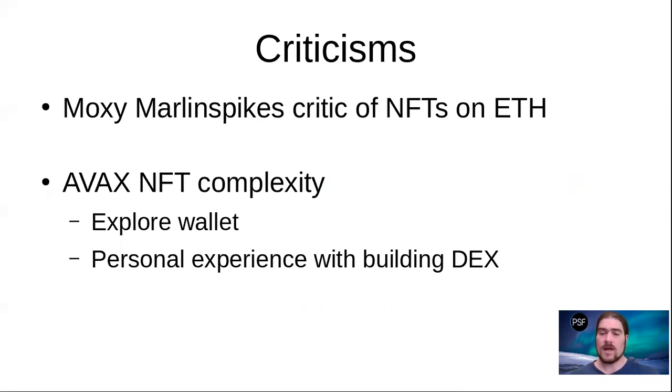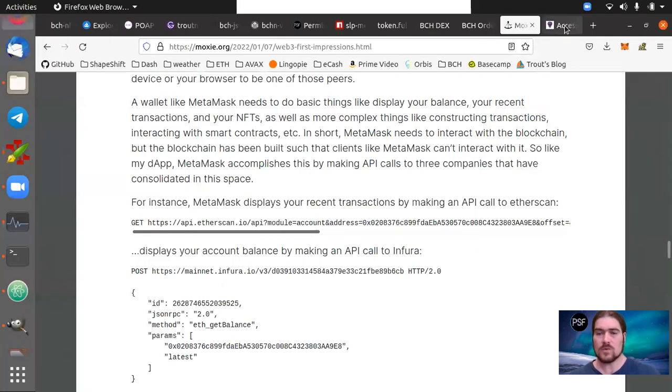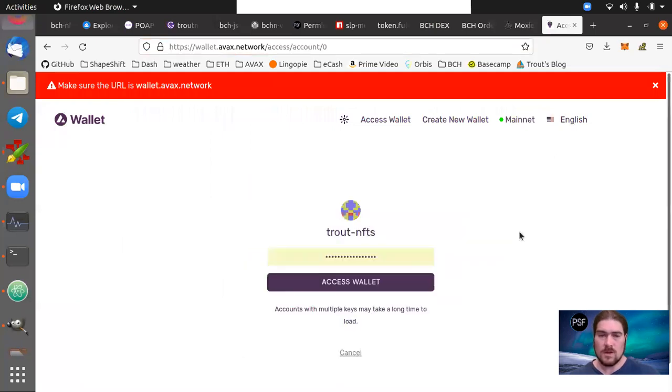And I don't have very many criticisms for Avalanche, honestly. They have a great NFT system. It's a little complex and engineered, but then again, everything in the crypto space is, so that's not really a criticism. But let me show what it looks like. They have wallet.avax.network, and you can create a wallet here. And they have an NFT creator studio.